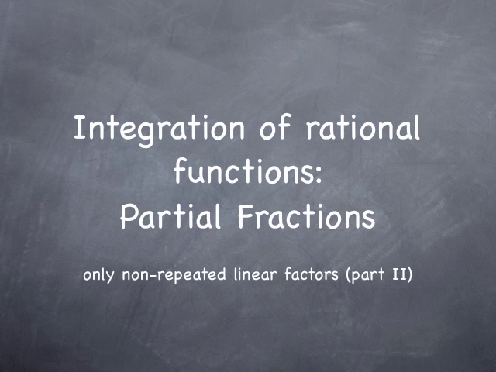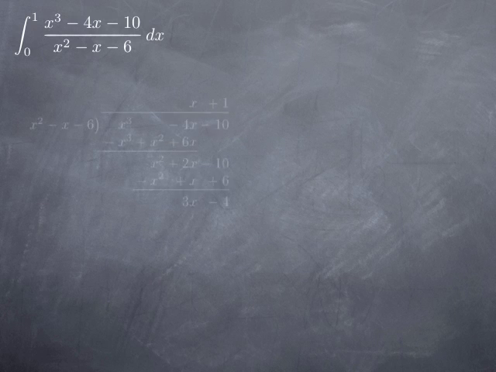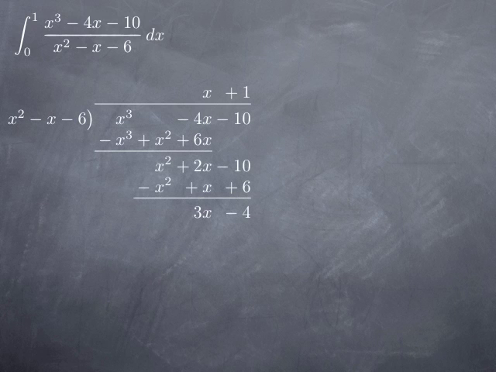Continuing our study of integration by partial fractions, let's take a closer look at the case of non-repeated linear factors and see more examples. Let's say we want to integrate the function x cubed minus 4x minus 10 divided by x squared minus x minus 6 between 0 and 1.